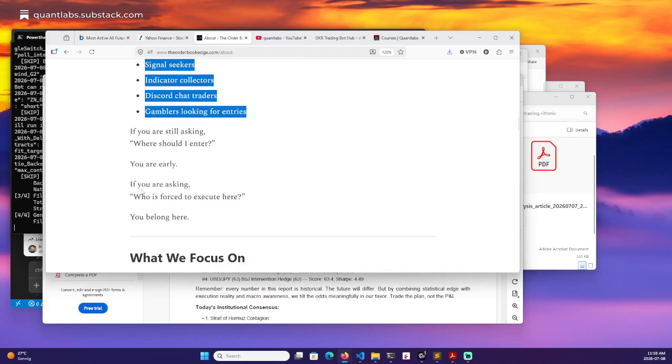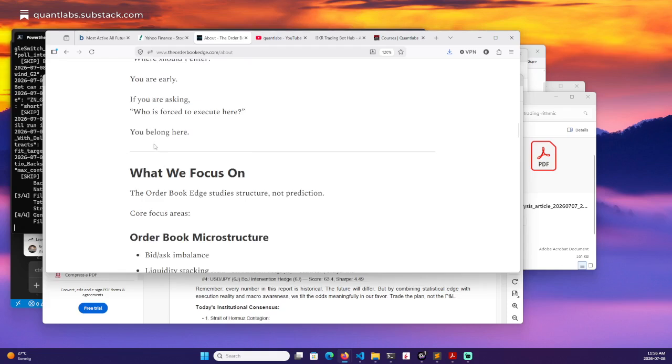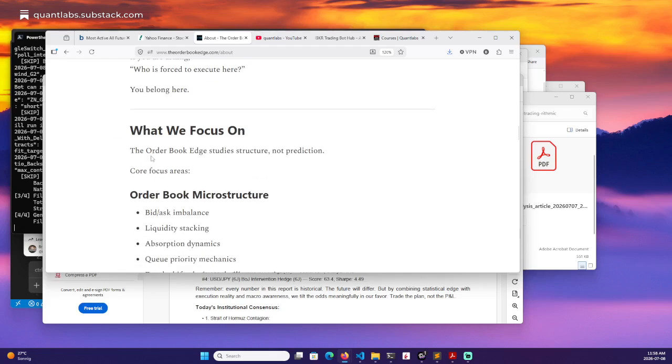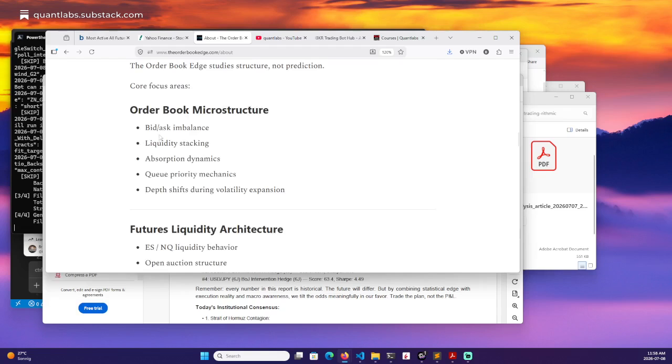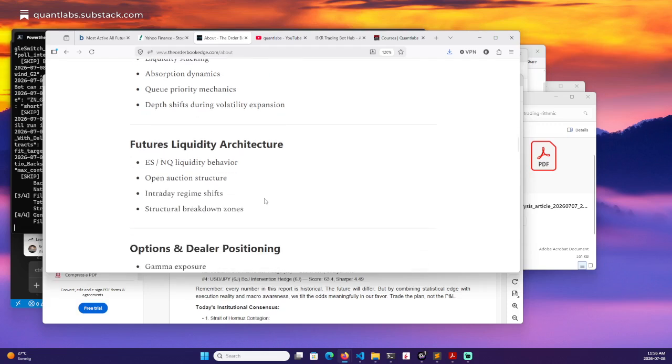Yeah, this is an important fact here. Where should I enter? Okay, you're early. If you're asking who is forced to execute here, this website's for you. Again, we focus on things like bid ask and balance, liquidity stacking, absorption dynamics. And again, most of this is done in the options market. Queue priority mechanics, depth shifts, and volatility expansion. So again, that is in the markets, and out of that, strategy is built for those particular scenarios.